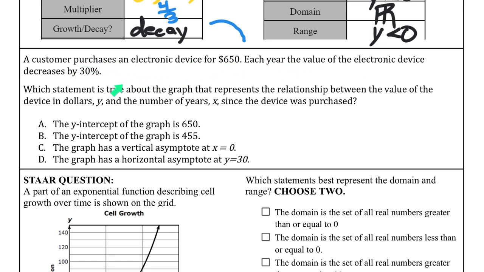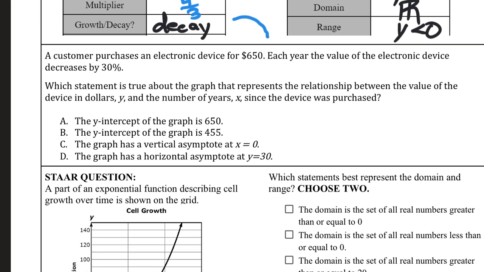All right, next, a customer purchased an electronic device for $650. Each year, the value of the electronic device decreases by 30%. So that lets me know that it decreases by 30%, which means it is going to be decay. Which statement is true about the graph that represents the relationship between the value of the device in dollars, y, and the number of years, x, since the device was purchased? All right, so I know it's decreasing, and the initial value is 650. That's my initial or starting value right here.